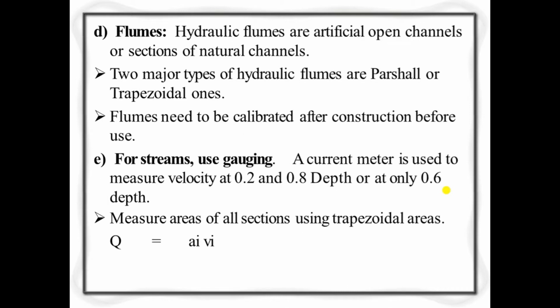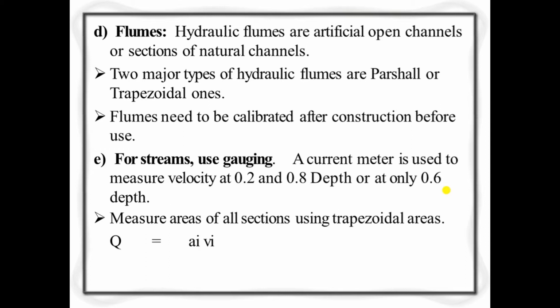Next are the flumes. Hydraulic flumes are artificial open channels or sections of natural channel. There are two major types, flat bottomed or trapezoidal ones. Flumes need to be calibrated after construction before use.